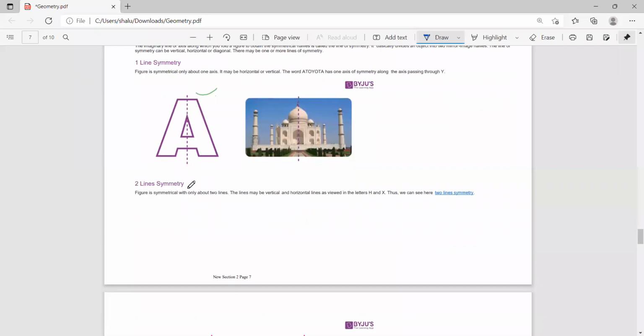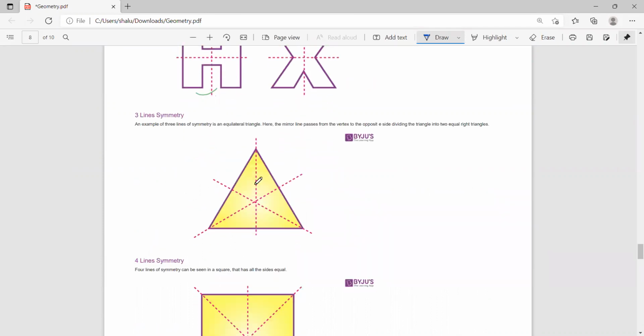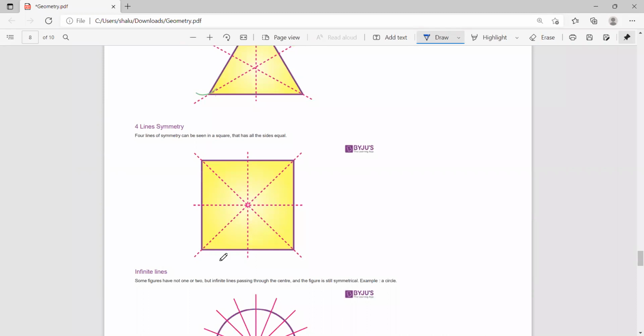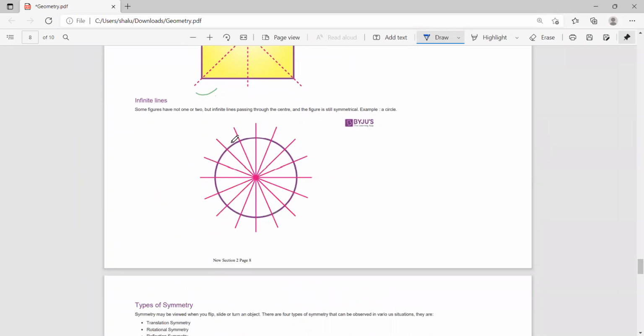Now let's come to lines. Lines means when there is more than one line of symmetry. Like in this case, there are 2 lines. If there are 3 lines of symmetry, like in this case, 4 lines of symmetry for this case, and infinite lines, like for a circle, we can draw any number of lines to get a symmetrical shape. Okay, so for a circle, there are infinite lines. Some figures have not 1 or 2, but infinite lines that make the figure symmetrical.